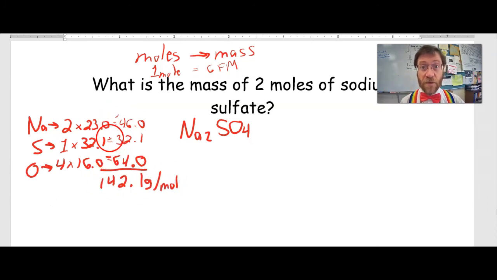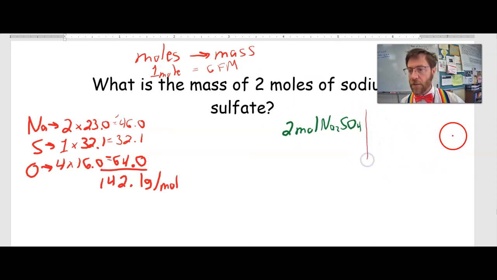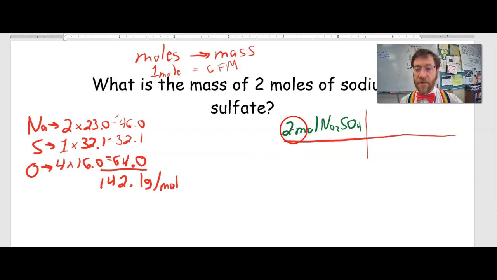All right, so there's my gram formula mass. So I'm going to write down what I'm starting with. 2 moles of Na2SO4, and as always, that's going to go in the upper left-hand corner of my lines of pain. And if I have moles in the upper left, I'm going to want moles in the lower right. And so if it's 142.1 grams per 1 mole, I'm going to put 1 mole down here, and 142.1 grams up top.